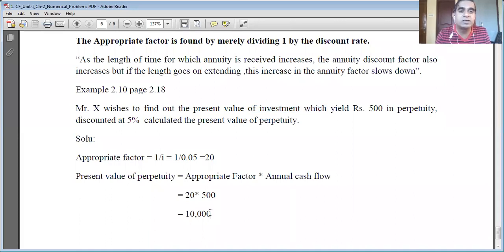So any questions here? Anyway, we will not solve many problems on perpetuity, and these sums or numericals will not come in exams also. But we need to know, since it is there, this can also be found.